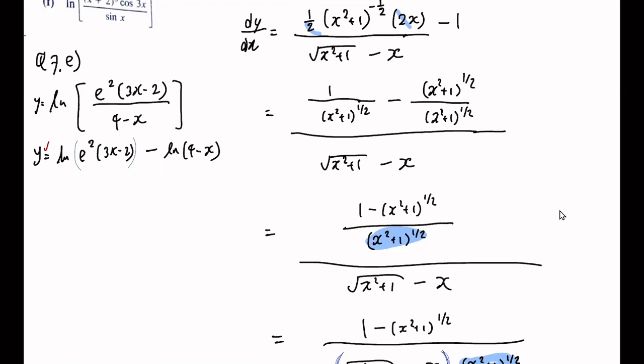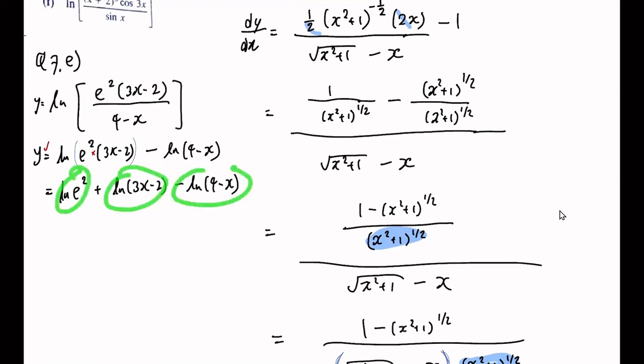So we proceed to see if we can split further. And you realize actually we can. This is e squared times 3x minus 2, right? So can we split further? Times becomes a plus. ln e squared plus ln 3x minus 2 minus ln 4 minus x. Wow, so simple now. You just need to differentiate term by term.